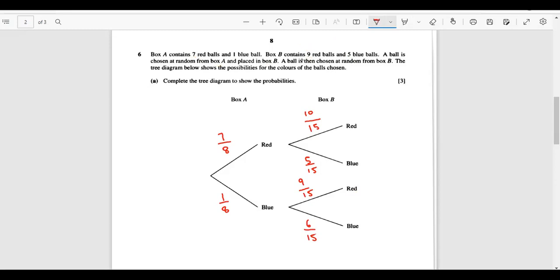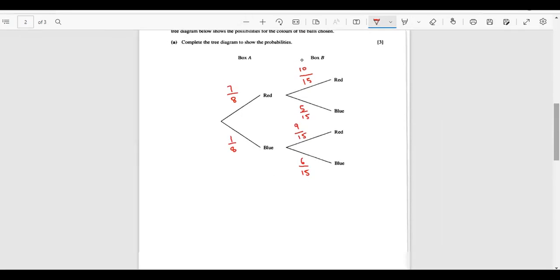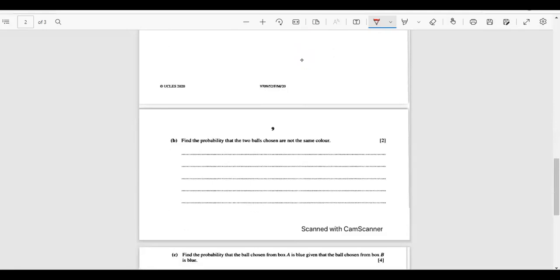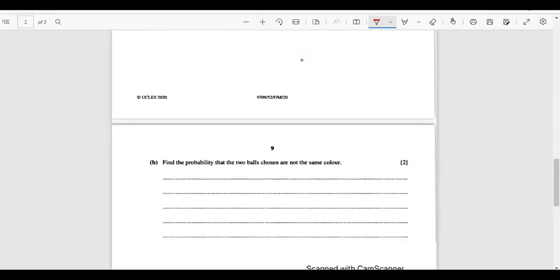Okay. Now this was a 3-mark question, and trust me, once we have this tree diagram in front of us, it would be very easy to understand or interpret everything. So I'll zoom out and let's talk about the next part. Here it is. Now it says, find the probability that the 2 balls chosen are not the same color. Okay, not the same color.